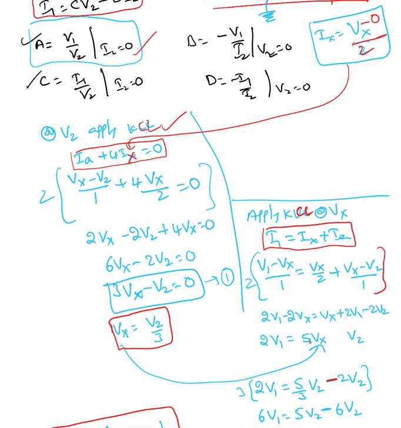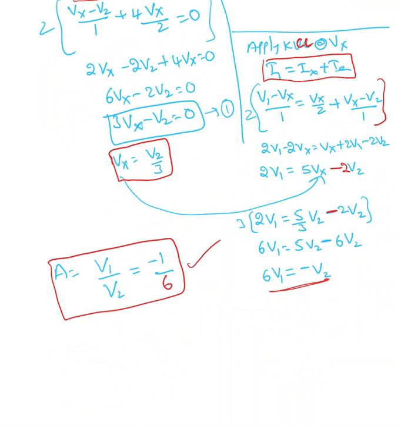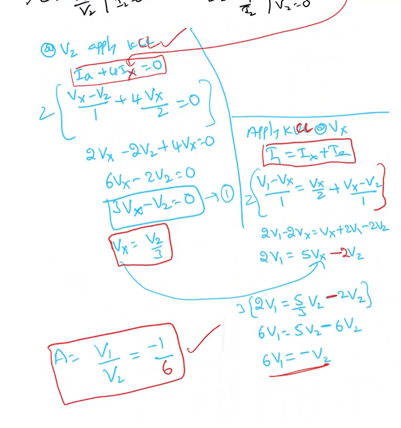So 2V1 equal to 5Vx minus 2V2. So to eliminate the denominator, I'm going to multiply with 3. I end up with 6V1 equal to minus V2. So A equal to V1 over V2, which is minus 1 over 6. This is our A.